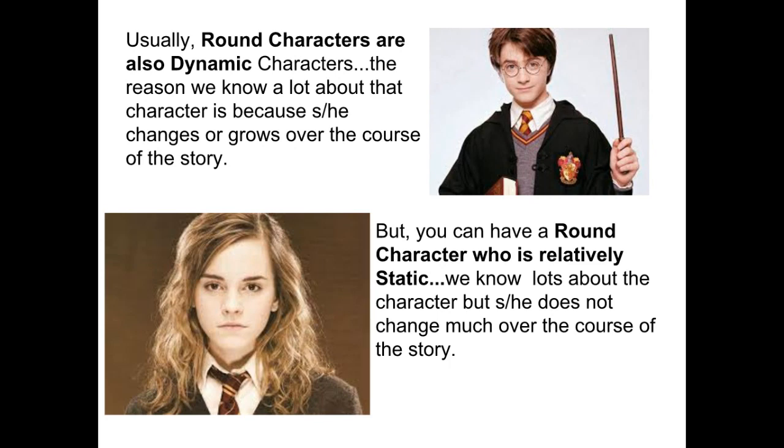So, like I just said, round characters tend to be dynamic characters. The reason we know about them is because they change a lot over the course of the story. But you can actually have exceptions to that rule. And Hermione Granger is a good example in my mind. She is very round. We know a lot about her, especially as we keep reading through that series.